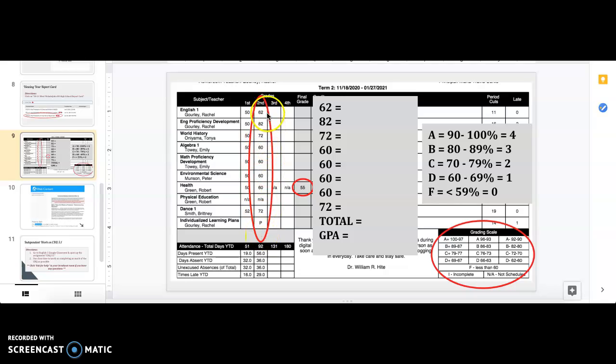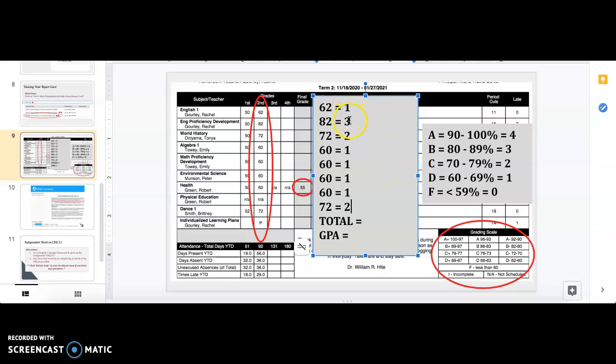So here's a list of this student's sample grades. I'm going to go through each one and assign it a number. So 62, I'm going to go straight over here and look at 62 is in the D range, and that is going to equal a 1. Okay, 82 is in the B range, and that is going to earn a 3. 72 is in the C range, that's going to earn a 2. And then we have lots of D's here, lots of 1s, and then another C earning another 2.